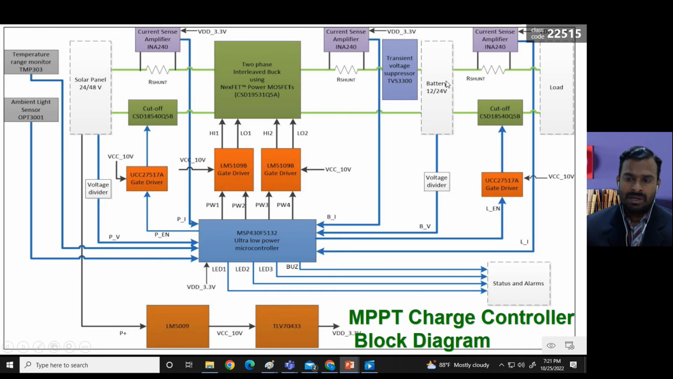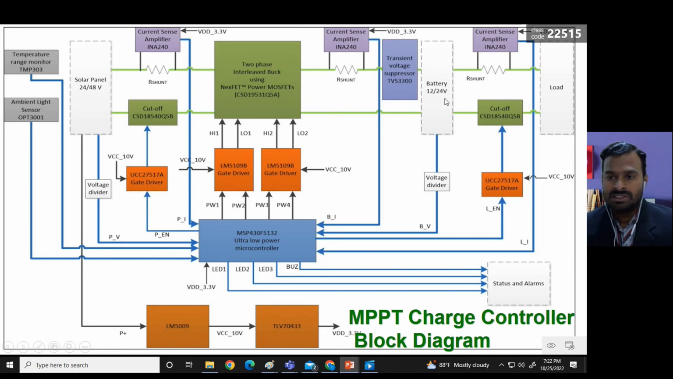We will have the battery, and this buck converter's input will also be determined by the solar panel availability. Say if you have a 48 volt solar panel, maybe you will have a 24 volt charge controller, and here you will have a 24 volt battery. In case you have a 24 volt solar panel, then you will have a 12 volt charge controller, and you will have a 12 volt battery here.